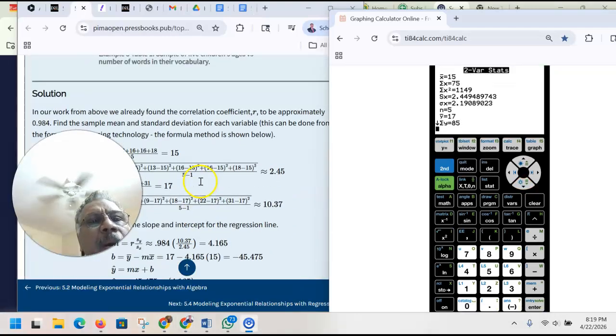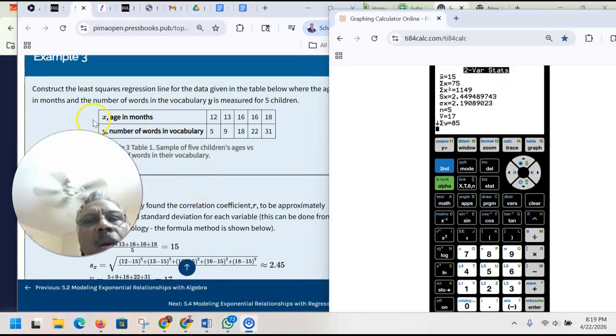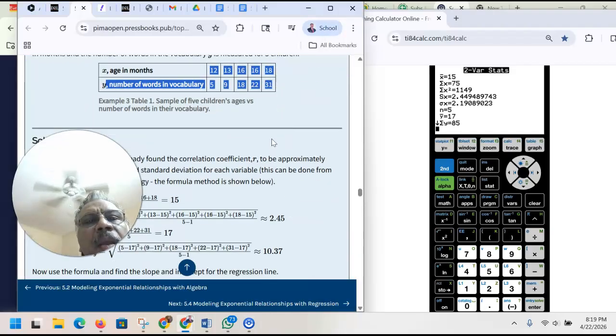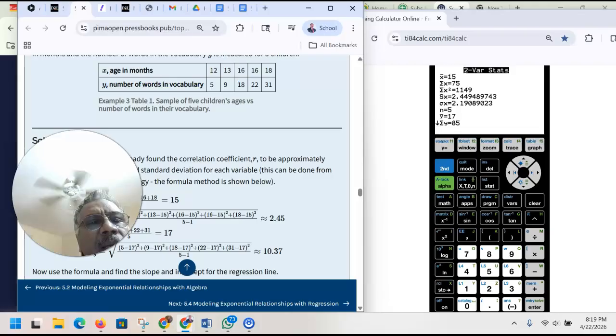So in your PIMA, this is the same problem, right? These are the ones we put on the calculator. I was talking about the mean here, see this 15, x bar. That's how you get it: you add these numbers, the top 5, and divide by 5, you get 15. Then for the second set you add all of these, this is y bar. The average is 17, and you can see this 17 is right here also.